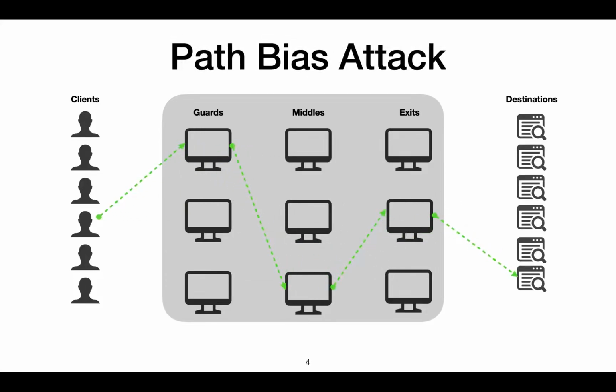In this scenario, what is a path bias attack? In green, we see an example circuit formed under normal operation of Tor. Now suppose that an adversary has compromised some guard and exit relays, shown in red. It is bad for the client if their circuit passes through both a compromised guard and a compromised exit relay.